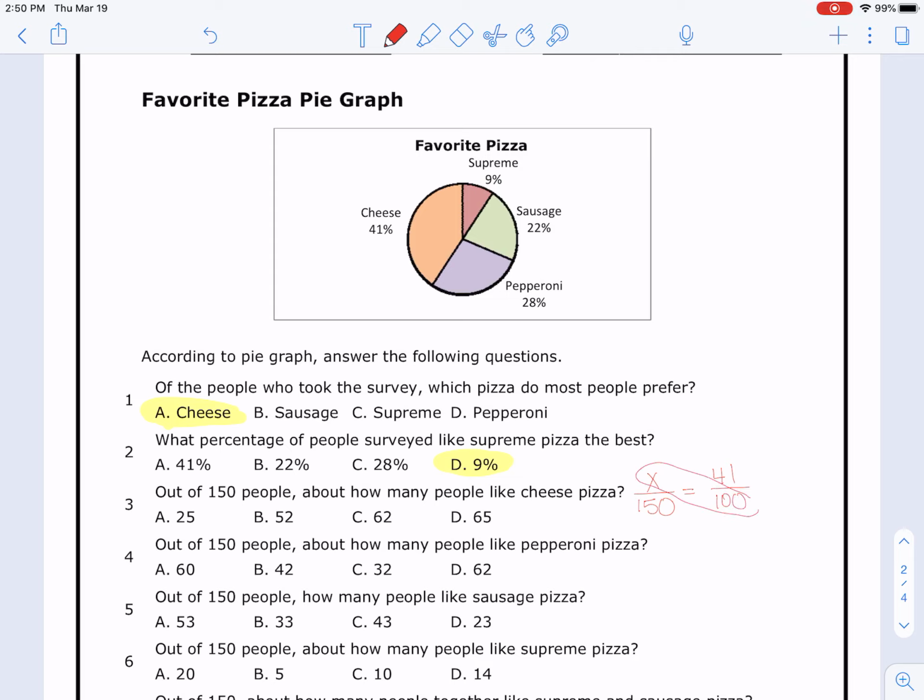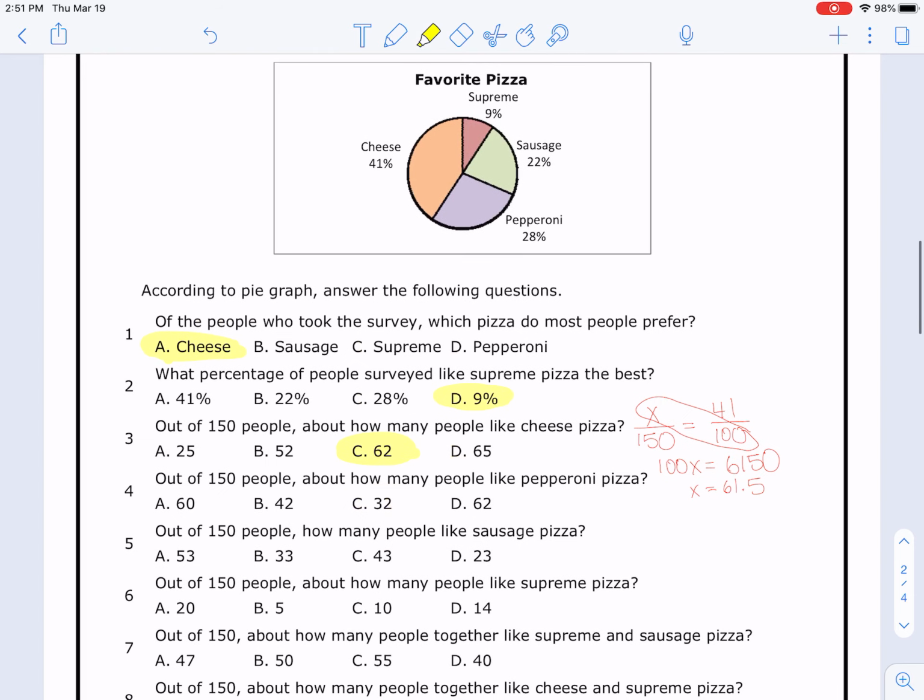Now we're going to cross multiply, and this is going to be 100x equals 150 times 41. If you do that real quick on the side, I know that would give you 6,150. And then if you divide both sides by 100, this should give you 61.5. And I'm going to round up since we're talking about people. And I'm going to say it's going to be 62. So that's about this answer right here, C, 62.